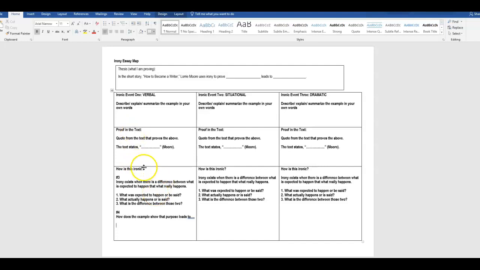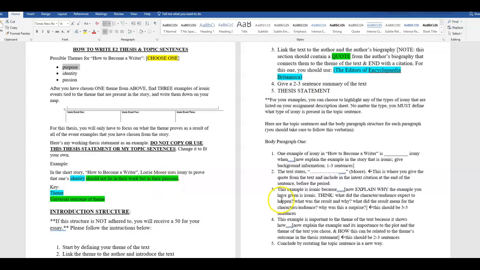You'll get credit for the entire map. But if you want to go ahead and start 4 and get a jump start on your outline, then you're going to want to put how this example shows or proves this end to your thesis statement, because that has to happen in every body paragraph as well. Okay, so that's your map in a nutshell.